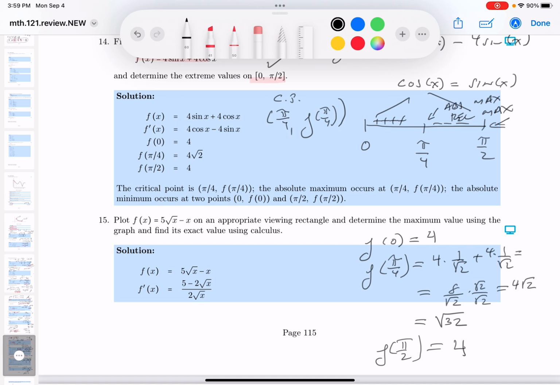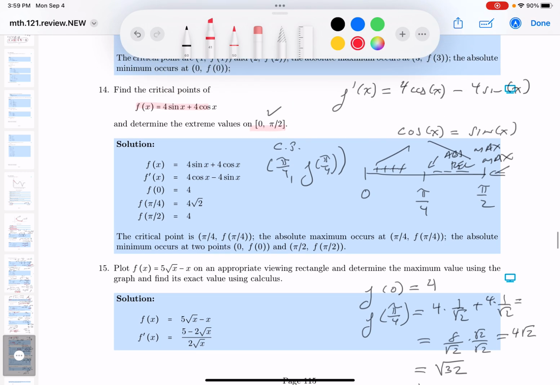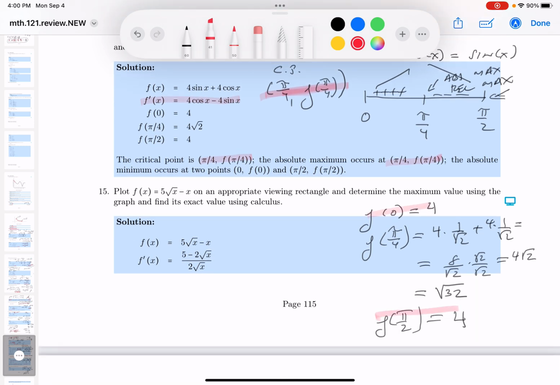All right, let me look at the key and see if I got the correct critical point. But maybe we should look at the derivative first, though. Was I able to get the correct derivative? That's right over here, 4 cosine x minus 4 sine x. Was I able to get the critical point? Yep, it's right over here. Was I able to get the absolute maximum? I said that this was the absolute maximum over here. And yep, we got this over here. The absolute minimum occurs at the endpoints, f of 0 and f of pi over 2, two different places, by the way. They both equal 4. So there are 2 global minimums. They're not local, though. They're global minimums. Thank you.